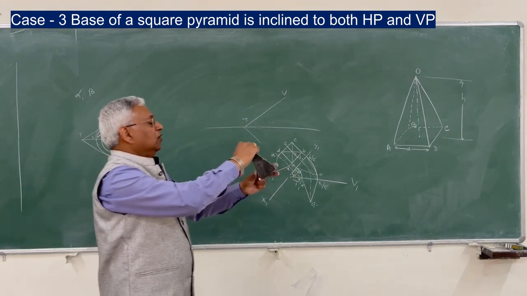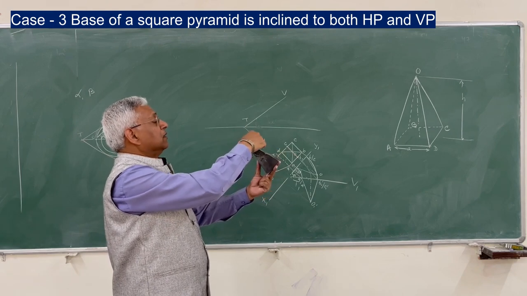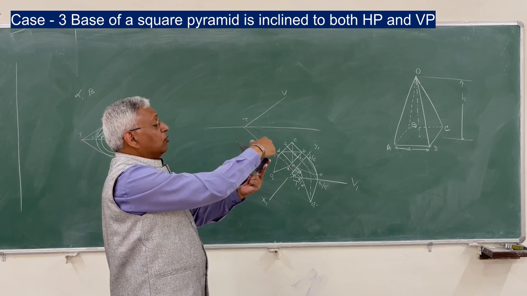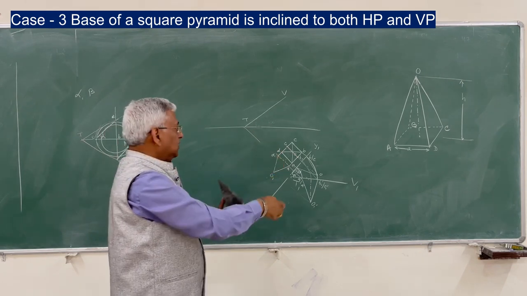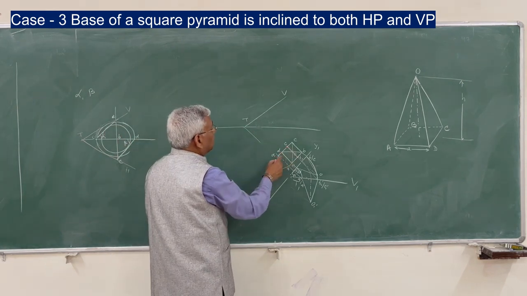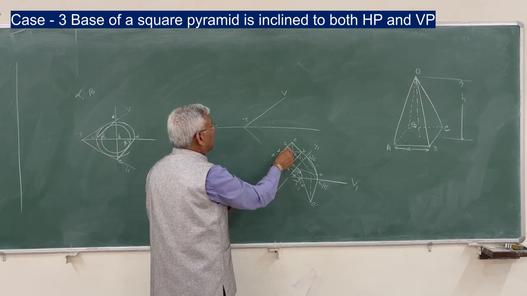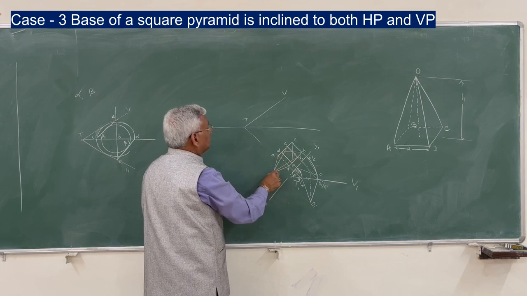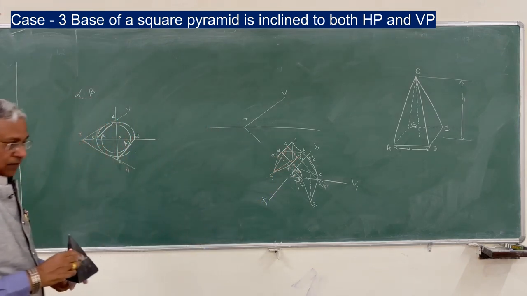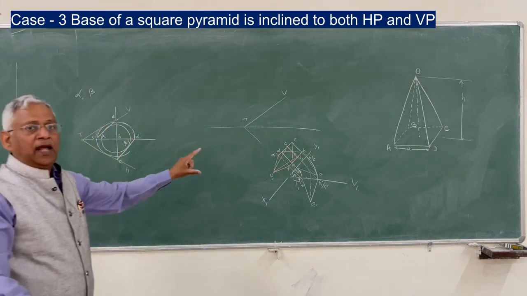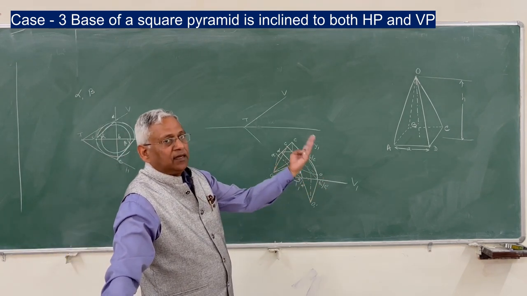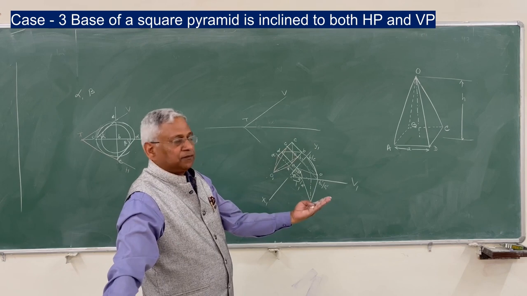But these edges will be visible. These edges will be visible. That is OB and OC. So these are the lines which are crossing this, and they are formed. That is the projection. That is the new plan. New plan of solid after the base makes angle alpha with the horizontal plane.